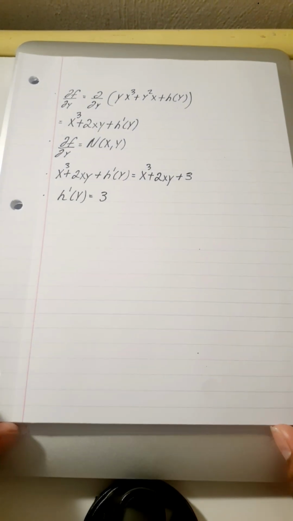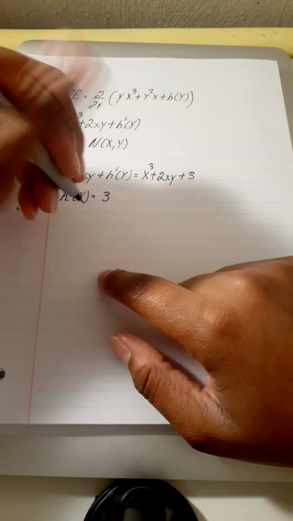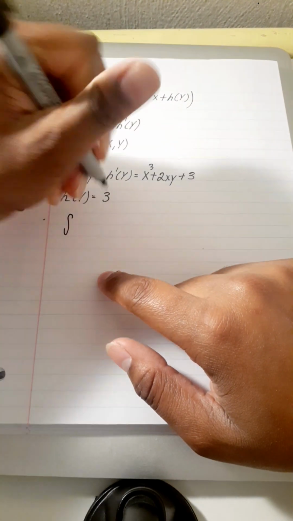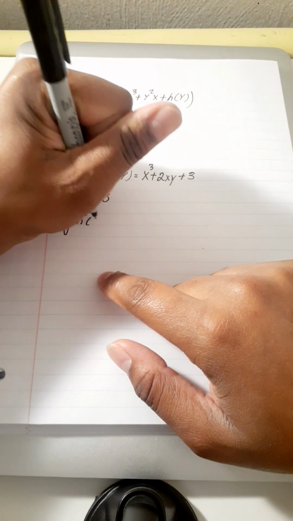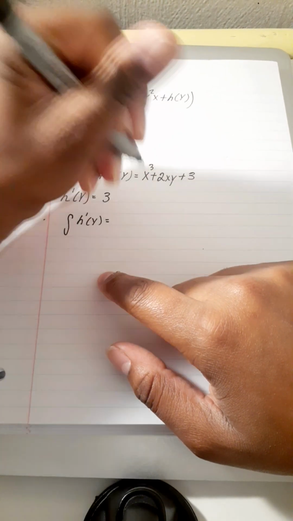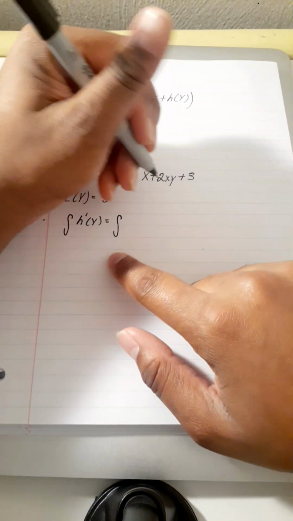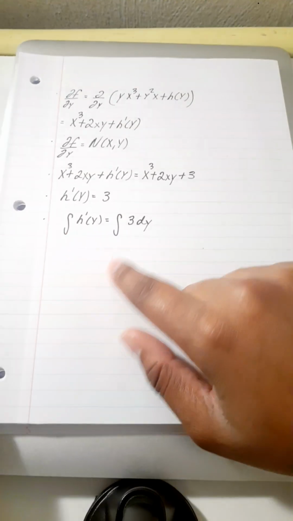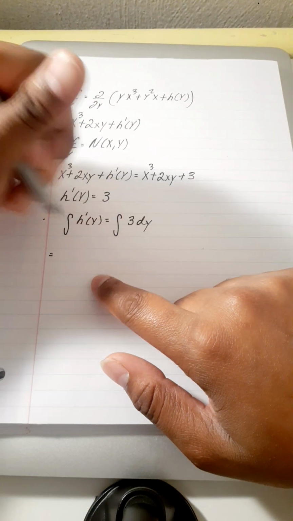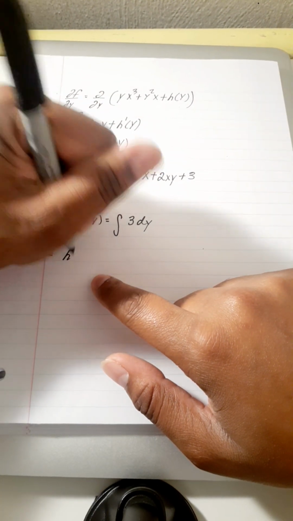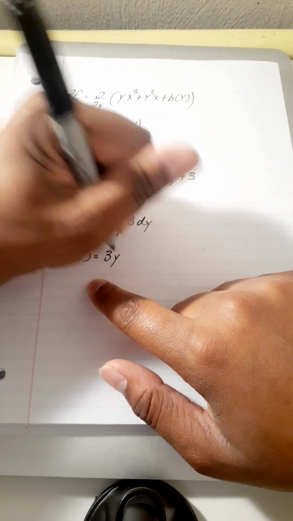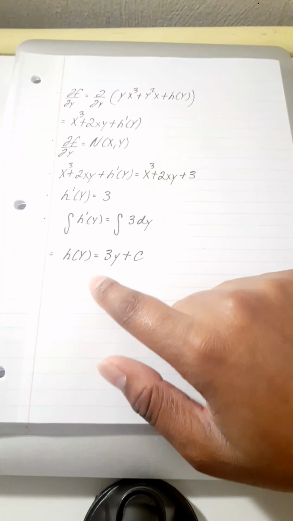Now I need h of y, as I told you. So we're going to have to integrate both sides with respect to y. We'll integrate this side with respect to y, and then we'll integrate this side as well, again with respect to y. What we're going to end up getting is just h of y, and that's going to be equal to 3y plus c.